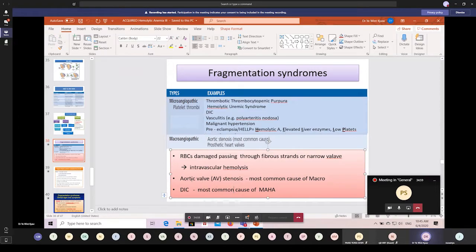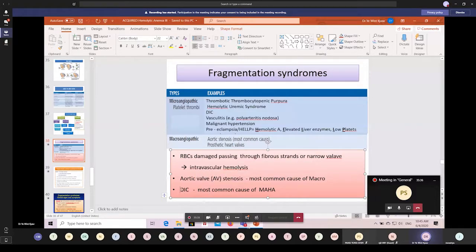Another one is aortic valve stenosis. It's a common cause of macroangiopathic hemolysis. If you forget the two types, okay, just remember lysis of RBC, lysis syndrome, just lysis of RBC due to narrowing of blood vessels. It's enough. Examples: thrombotic thrombocytopenic purpura, hemolytic uremic syndrome, vessel inflammation, and aortic valve stenosis.